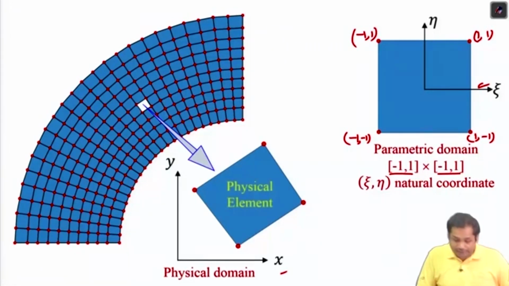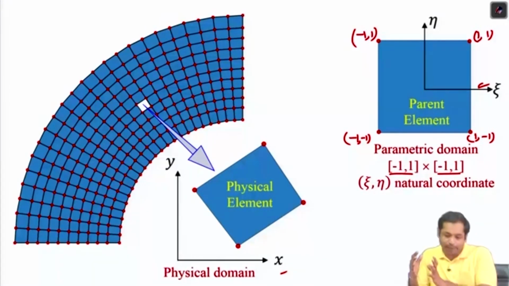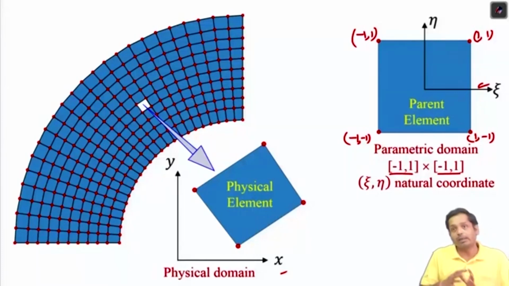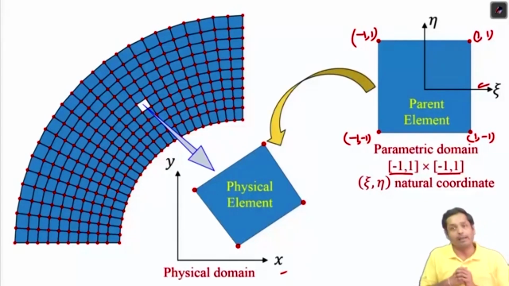Now this element is called the physical element, which exists in the real structure, and this is our idealized element. What is to be done with that element, we will see shortly. Suppose we define an element like this. This element is the parent element. Now what we do is we define a map between our parent element and the physical element, or between the parametric domain and the physical domain. We define a map like this. How to define a map, we will see.